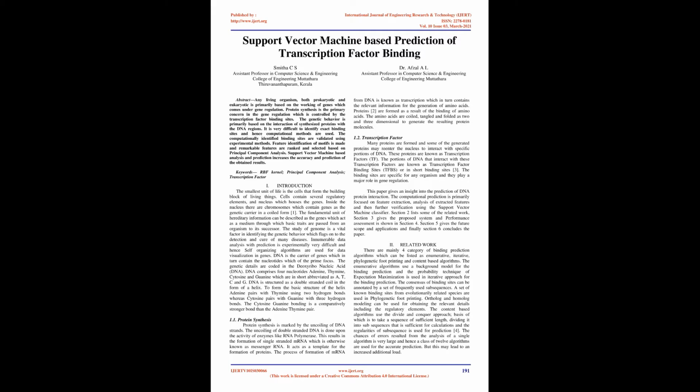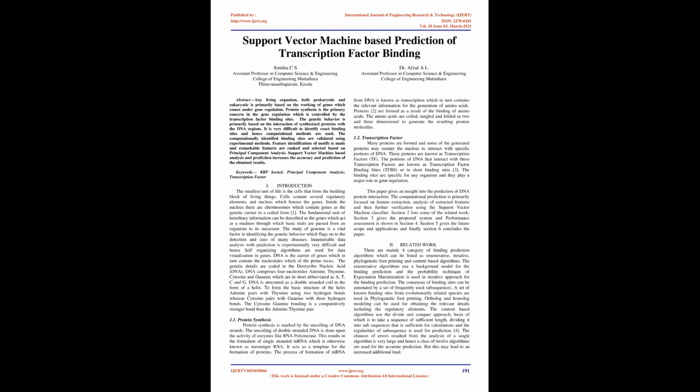Feature identification of motifs is made, and remarkable features are ranked and selected based on principal component analysis. Support vector machine-based analysis and prediction increases the accuracy of the obtained results. Keywords: RBF kernel, principal component analysis, transcription factor.